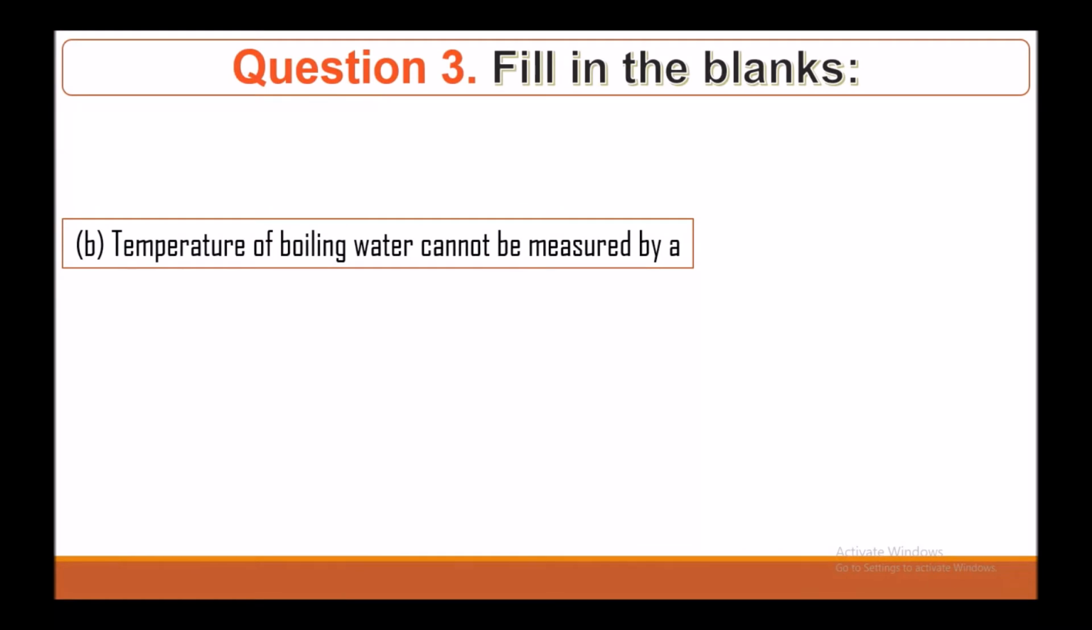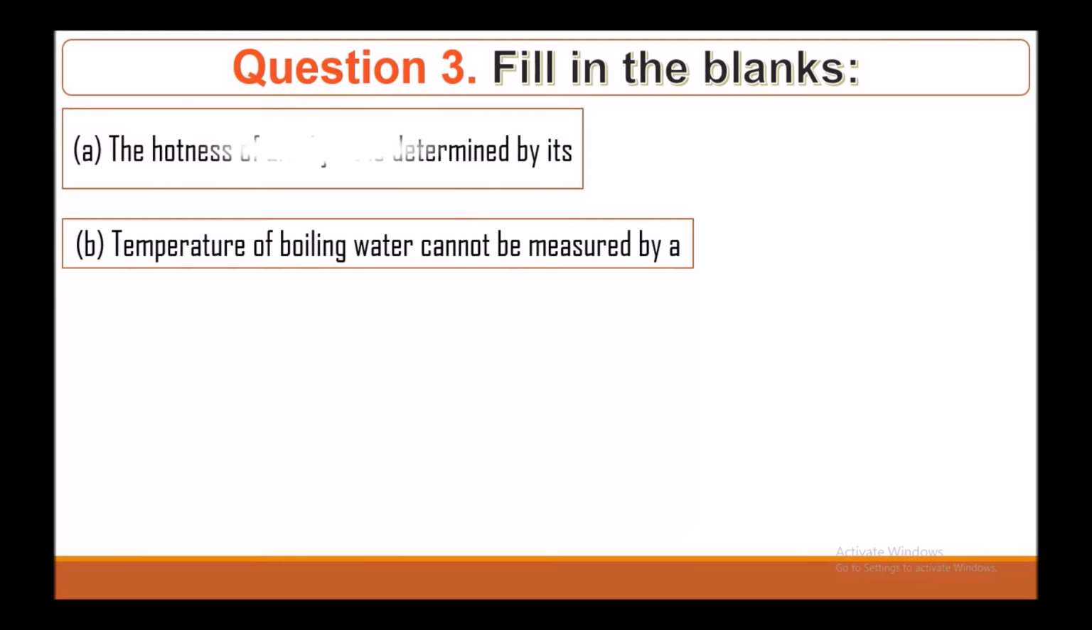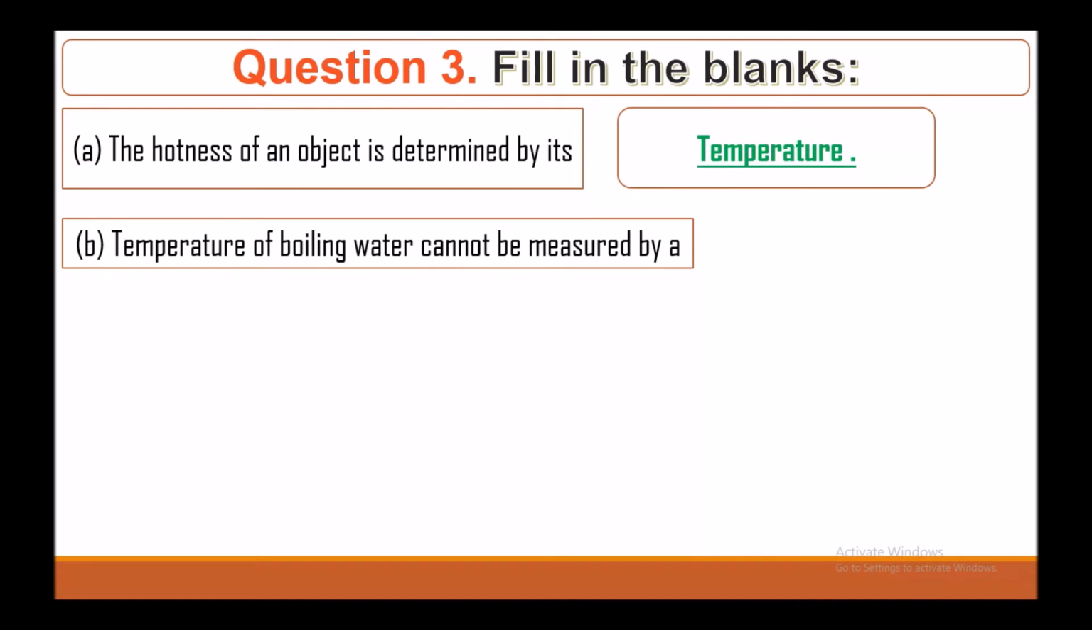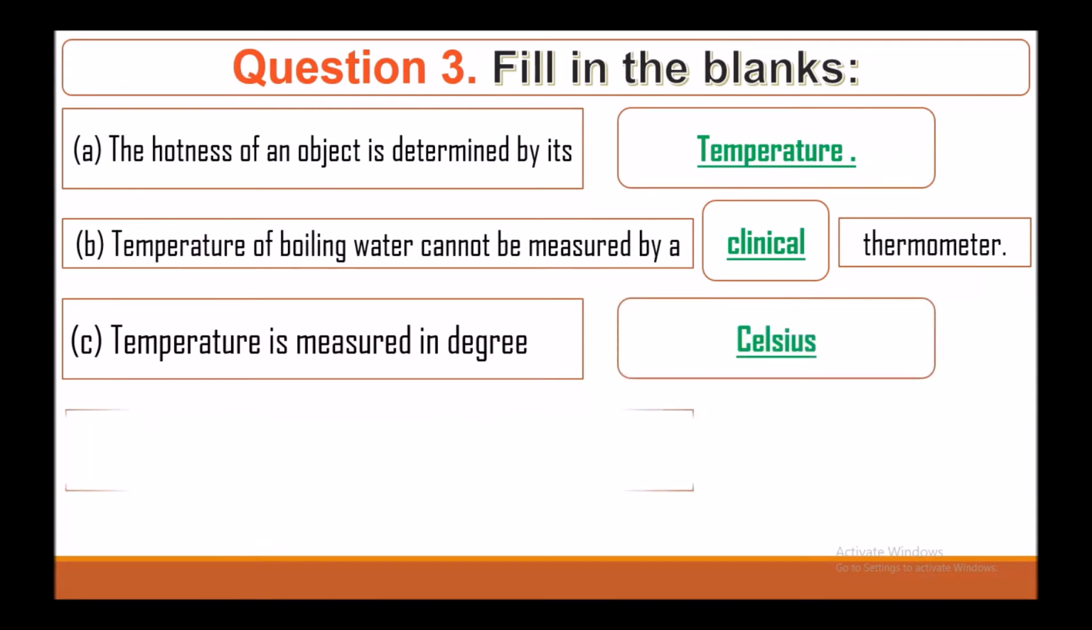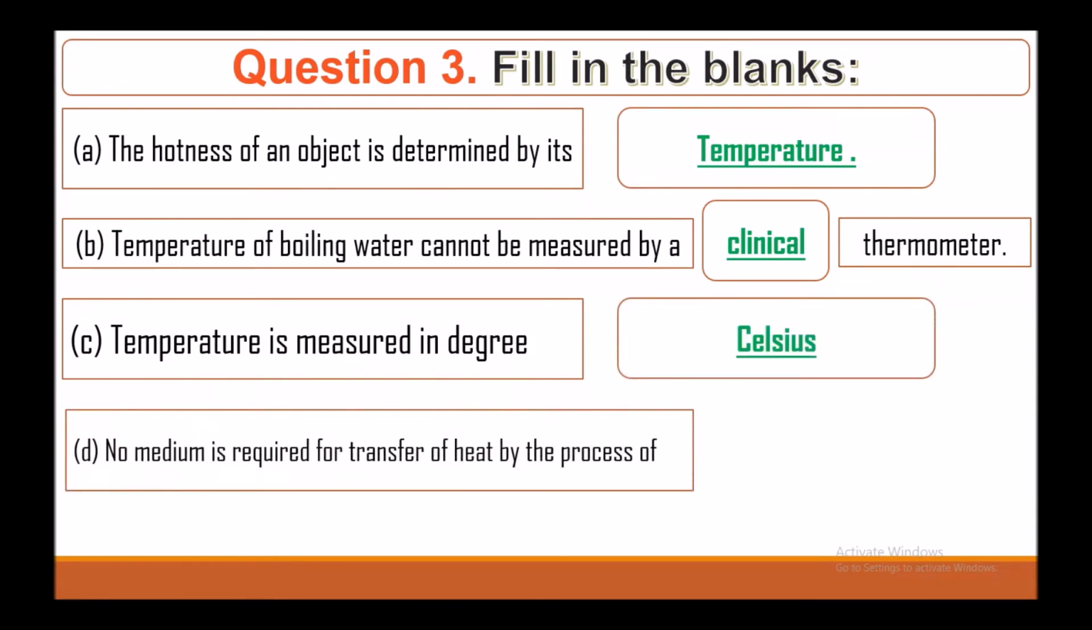The first one, the hotness of an object is determined by its temperature. Temperature of boiling water cannot be measured by a clinical thermometer. Temperature is measured in degree Celsius. No medium is required for transfer of heat by the process of radiation.